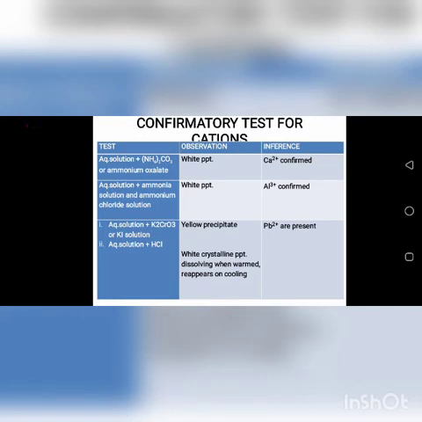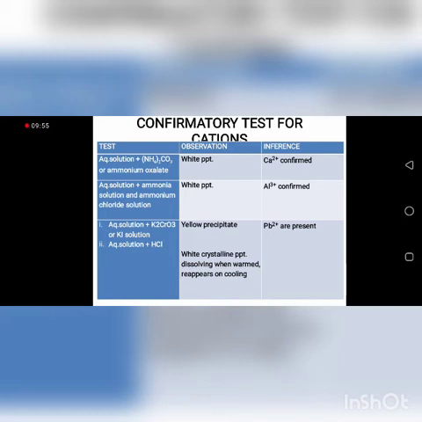So an aqueous solution is added to ammonia solution and ammonium chloride solution. We use these two reagents, ammonia solution and ammonium chloride solution, added to the unknown substance, and if a white precipitate is formed, it confirms that aluminum is present. So this is how to confirm aluminum, because with this reagent, lead cannot form a white precipitate.